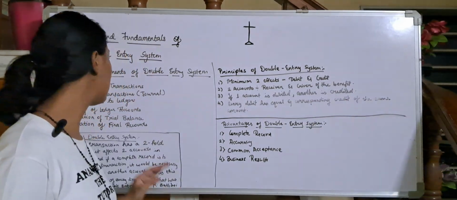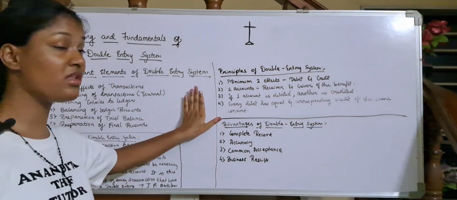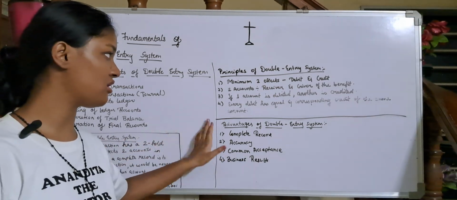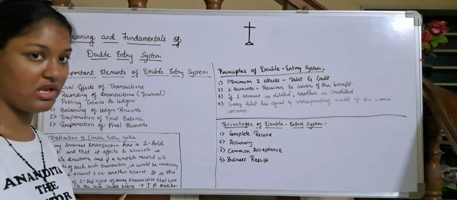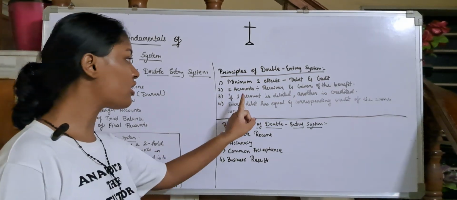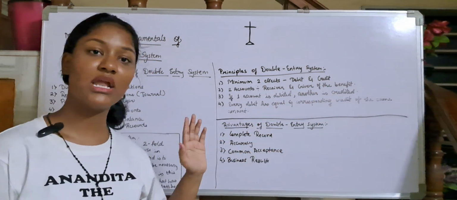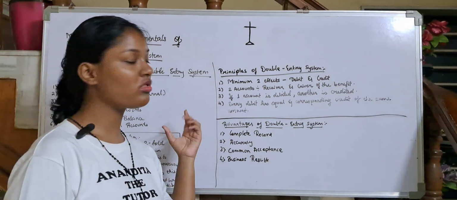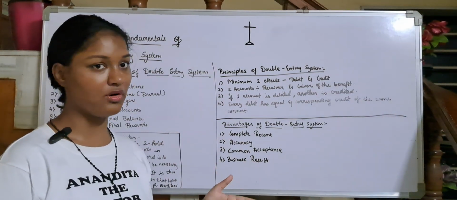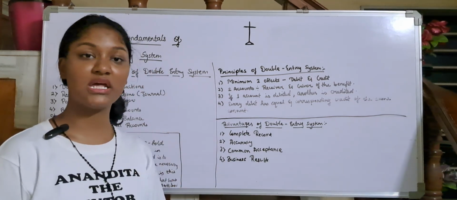Now we have learned the definition, we have learned the procedure. Now what are the principles and what are the advantages? Principles are the same as we have learned in the definition. So the first principle is minimum two effects, debit and credit. One account will be debited, another will be credited. There are two accounts, one is the receiver, one is the giver. If one account is debited, another is to be credited.